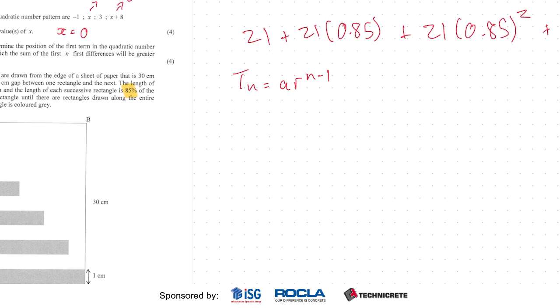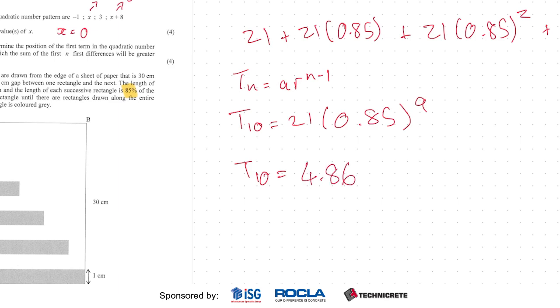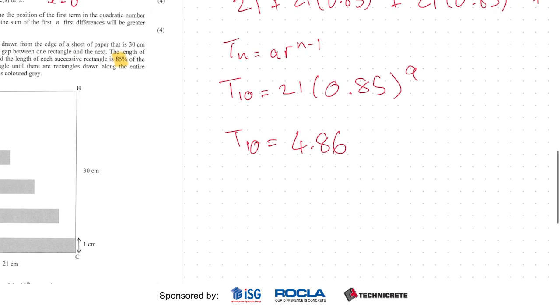And r, of course, is 0.85, a is 21, and we want to figure out the 10th term. So the 10th term would look something like this. Plug this into your calculator and you get 4.86. Then of course it is centimeters, so you should include the units, and that's the answer.